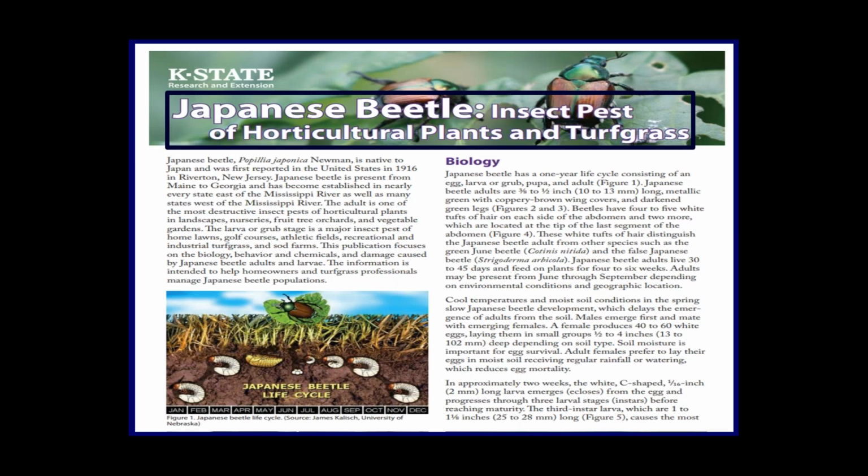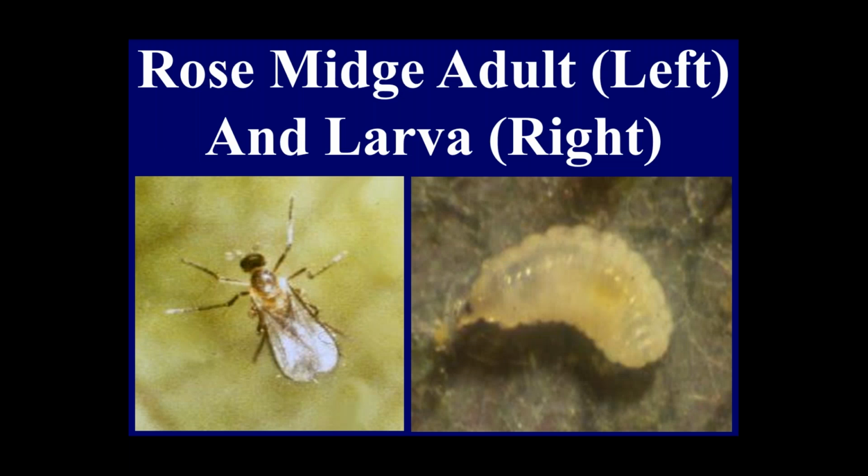Now I have an extension publication. You can download it online, just like I showed you with the two-spotted spider mite publication on horticultural plants and turf grass. And it covers both the adults, mostly the adults, a little bit in the larva, and it talks about ways to deal with Japanese beetles. Okay, got that? Now we move on to another chewing insect, but this is a fly.